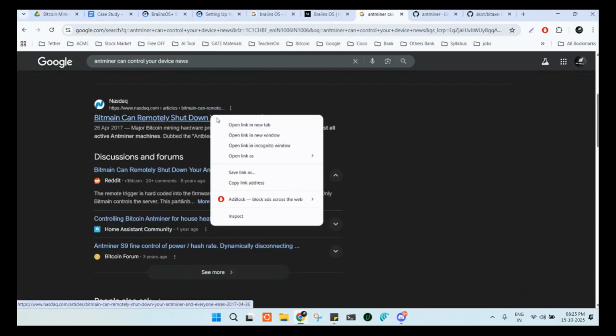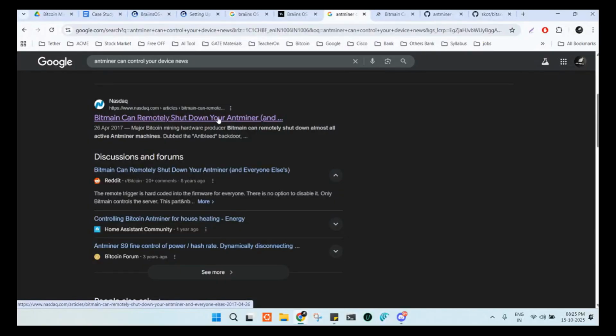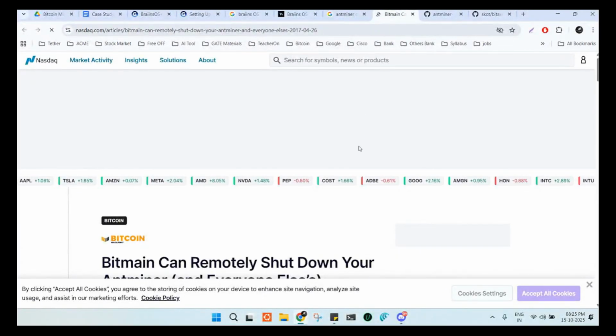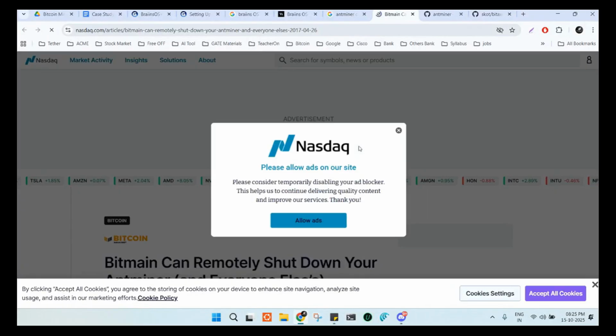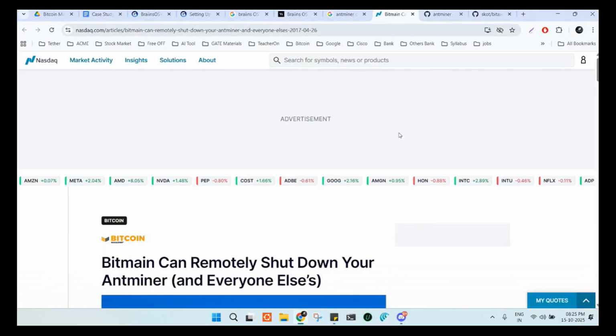So this one. The Bitmain can remotely shut down your Antminer. Okay, so what has happened? That time Antminer was putting all that code open source, and one European guy created a bug on their GitHub repository, mentioning that this code is exposing some port, and through that Bitmain can connect with the miners anytime, whenever they want.